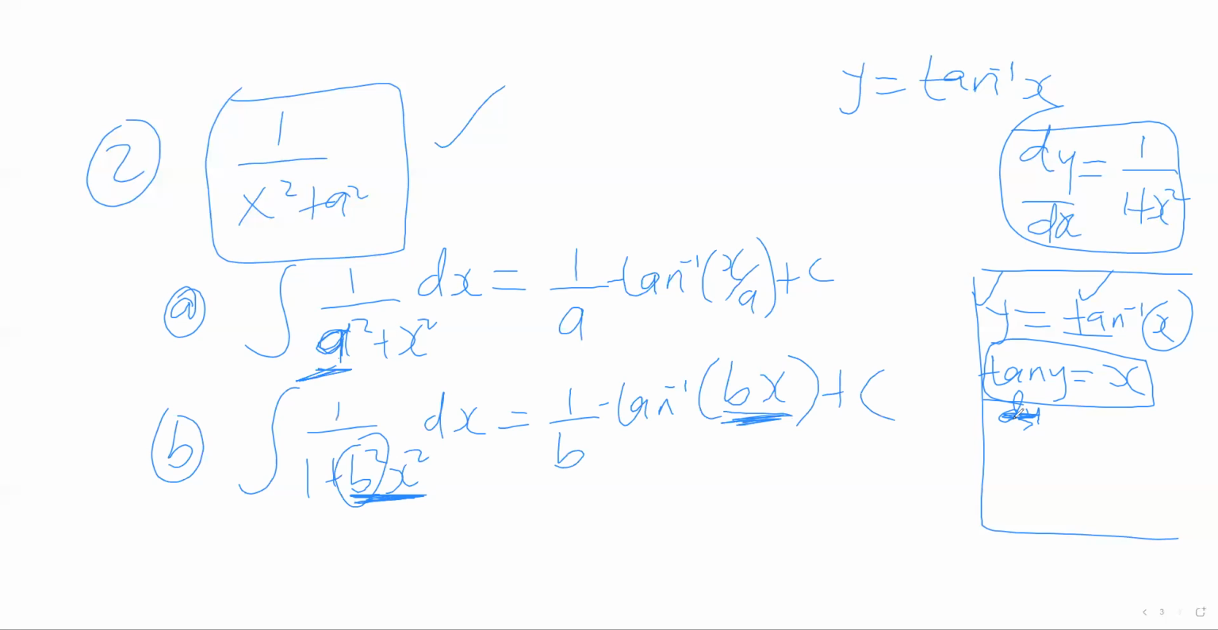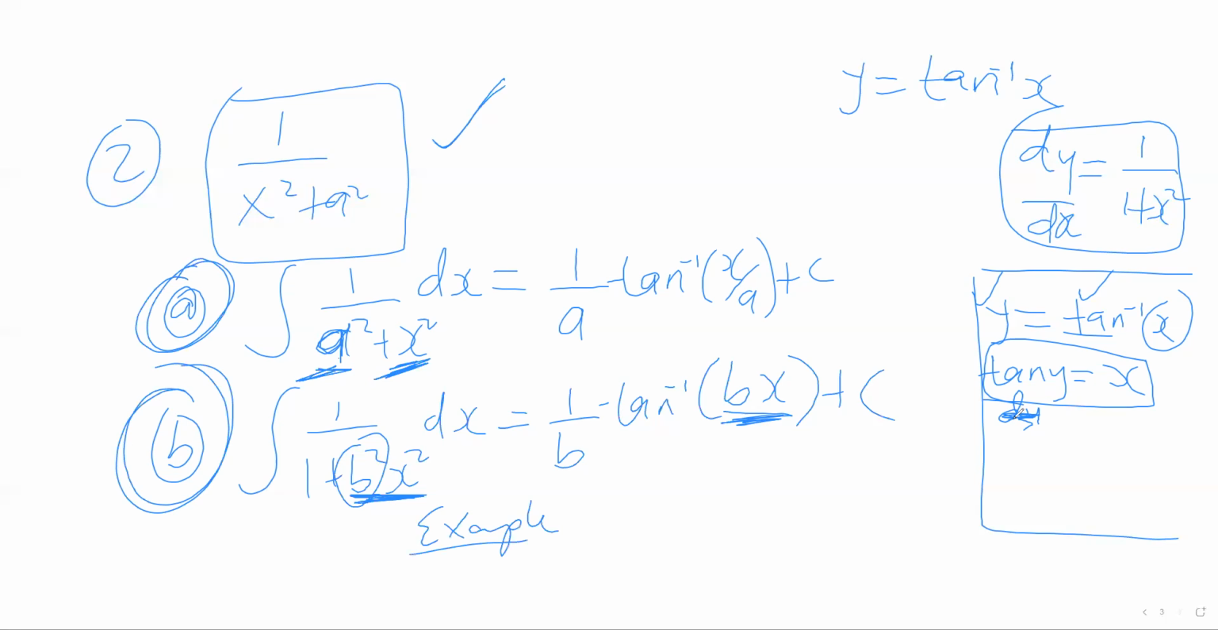If a is standing alone and x squared is standing alone, it will be x over a here. So any function that is in this form, we can express it either in this form or in this form, because these are the two forms we know on how to integrate functions of such form. So what would be the example?